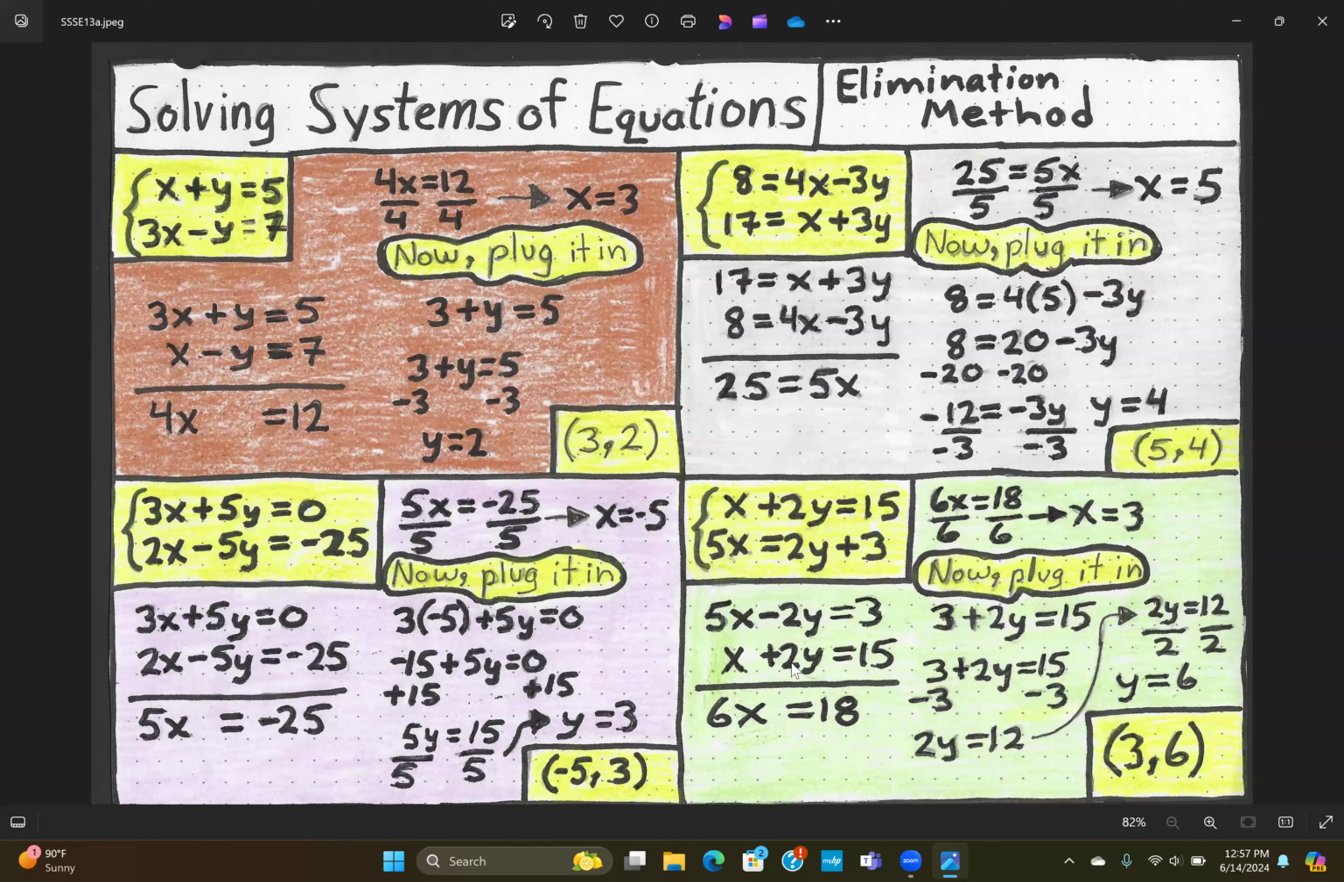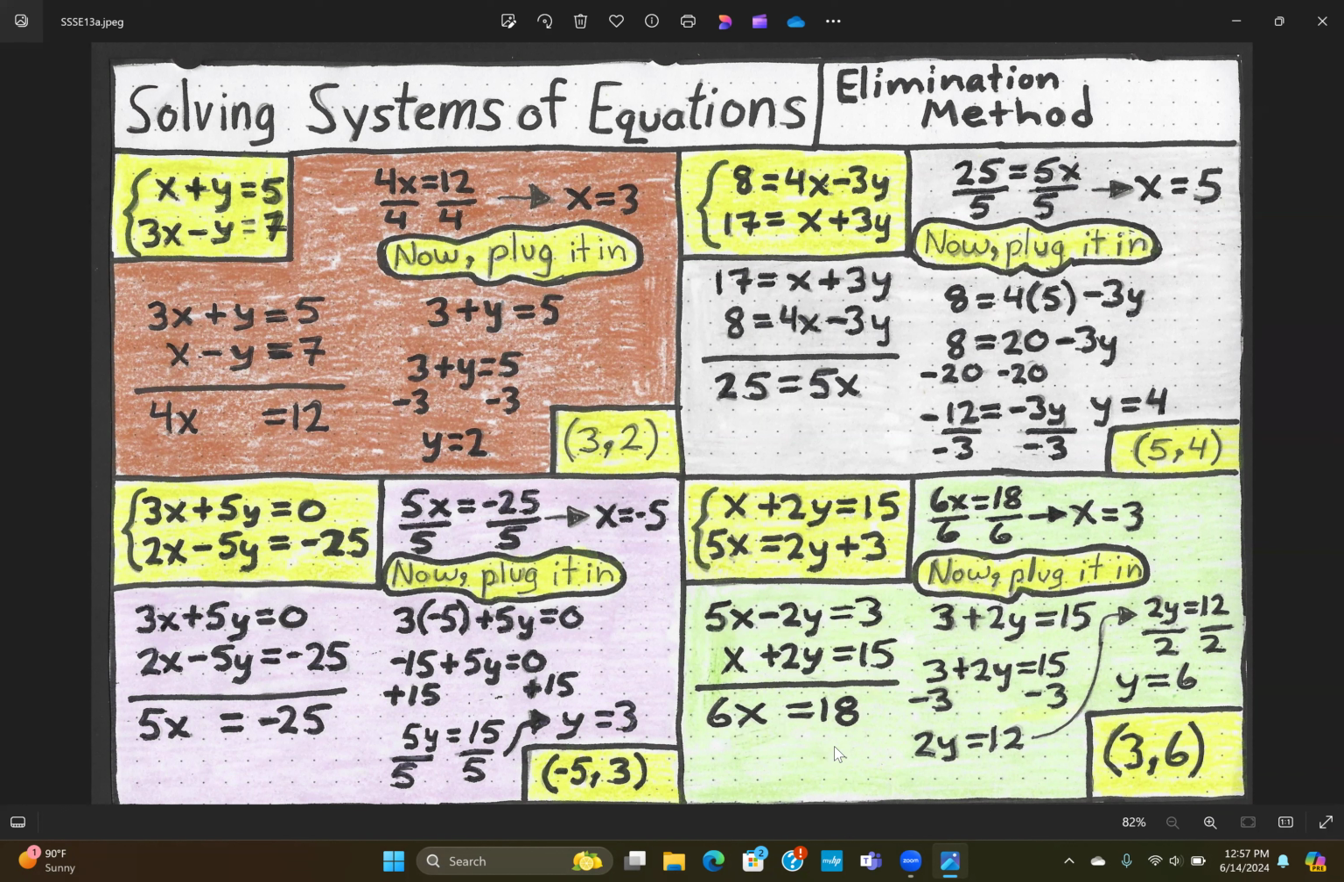And let's move on to our final system of equations, in which we have x plus 2y is equal to 15, and 5x is equal to 2y plus 3. Okay, and so what we're going to do, we're just going to line up everything. We're going to line up x's with x's, y's with y's, and numbers with numbers. And let us combine the like terms right here, in which we have a 5x plus x, which will give us 6x, a negative 2y plus 2y, that will give us 0y or no y, and 3 plus 15 will give us 18.